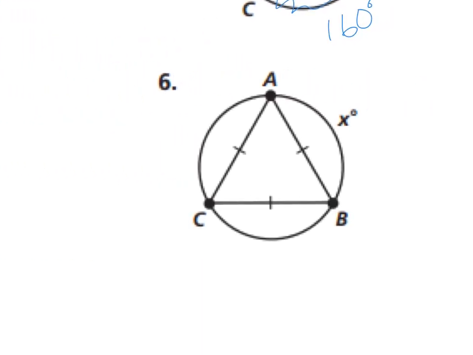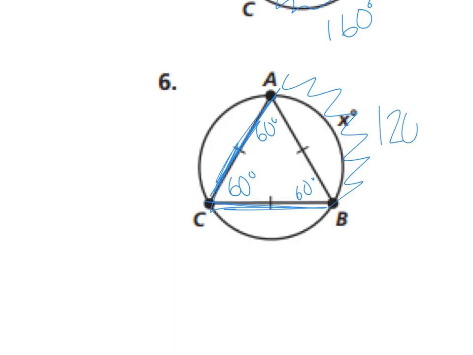And then the last one, this is an equilateral triangle. All sides are all equal. So remember that they're all 60 degrees. So this 60 degrees is an inscribed angle. So this measure right here has to be 120, has to be twice it.